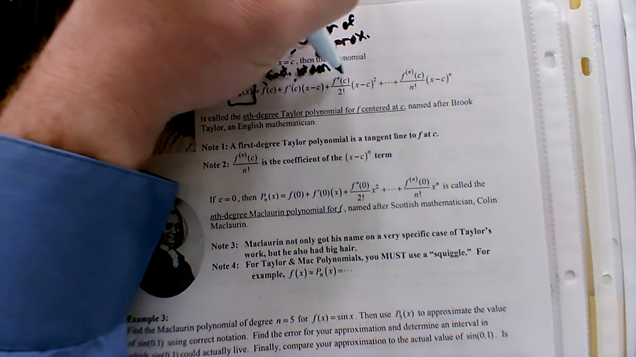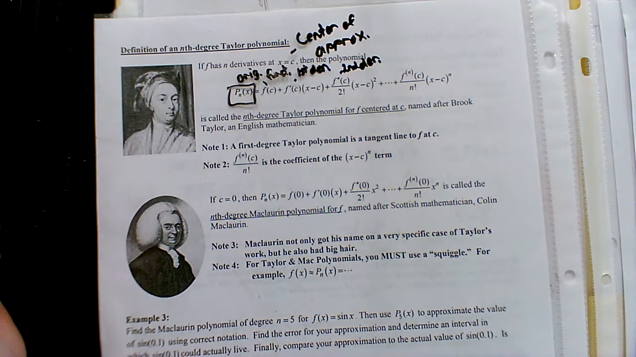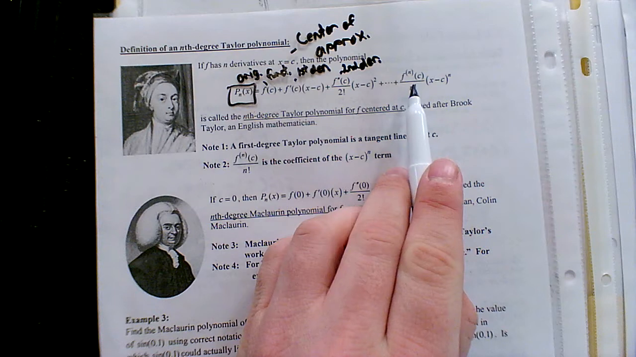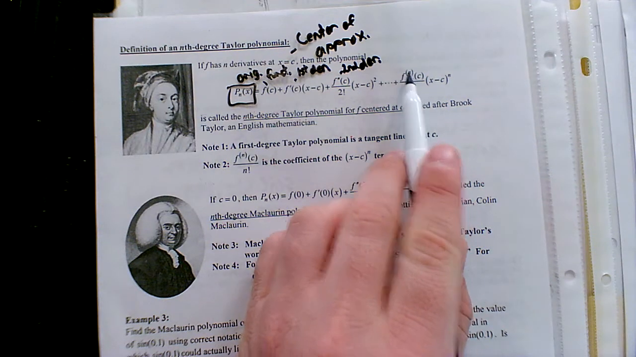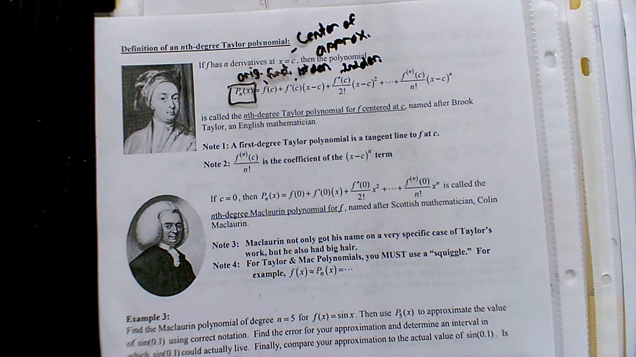It's going to continue on. This would be your second derivative. All the way until wherever this finishes, whatever nth degree polynomial you're doing, so this would be your nth factorial, or sorry, nth derivative.